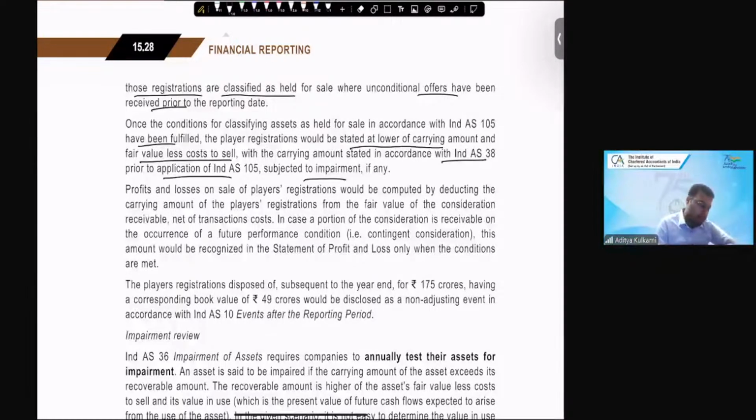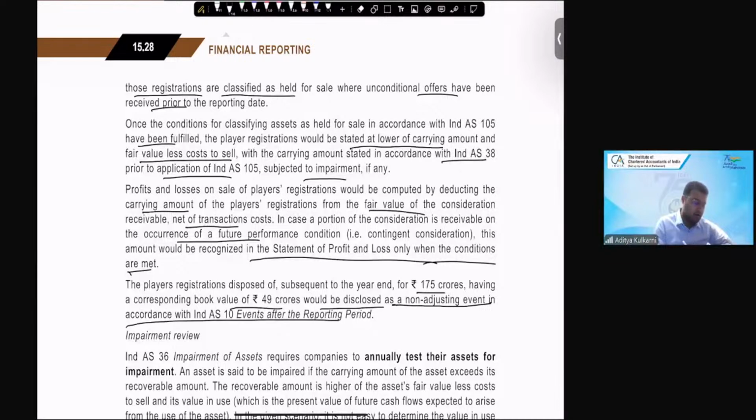Okay. Profits and losses on sale of registrations would be computed by deducting carrying amount from the fair value of the consideration receivable net of transaction costs. In case a portion of the transaction is receivable on occurrence of a future performance condition, this would be recognized in the P&L only when the conditions are met. Player registrations disposed of for 175 crores, having corresponding book value of 49 crores, would be disclosed as a non-adjusting event in accordance with Ind AS 10. Is it okay?